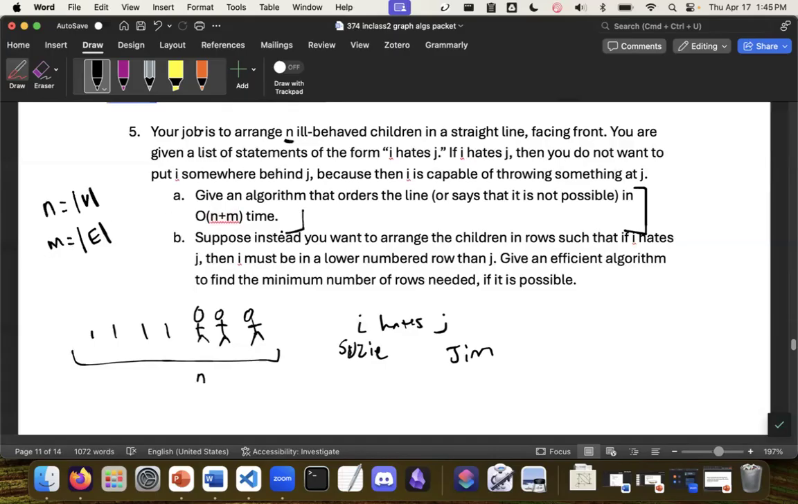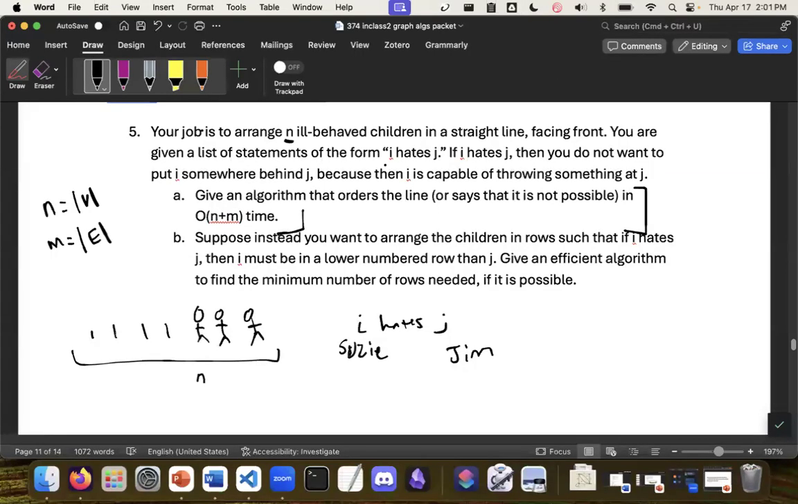So that's the first question. So let's work on that for a bit. So how do we order this line of children so that there's no violence involved? Any clarifying questions before we begin? Okay, go for it. I'm gonna try and figure out Zoom.